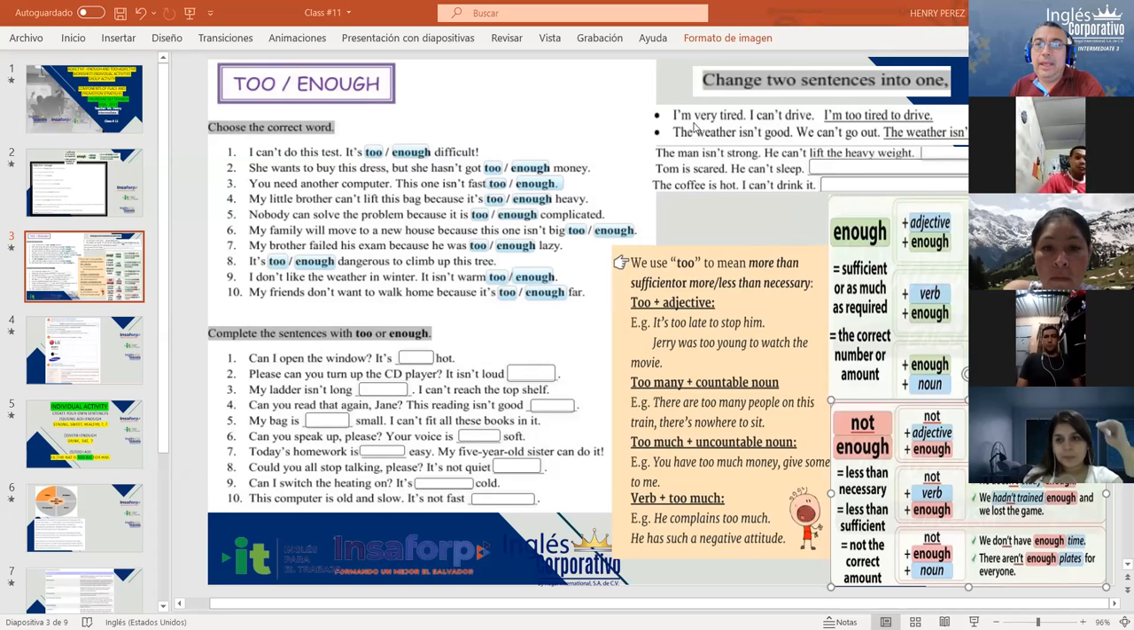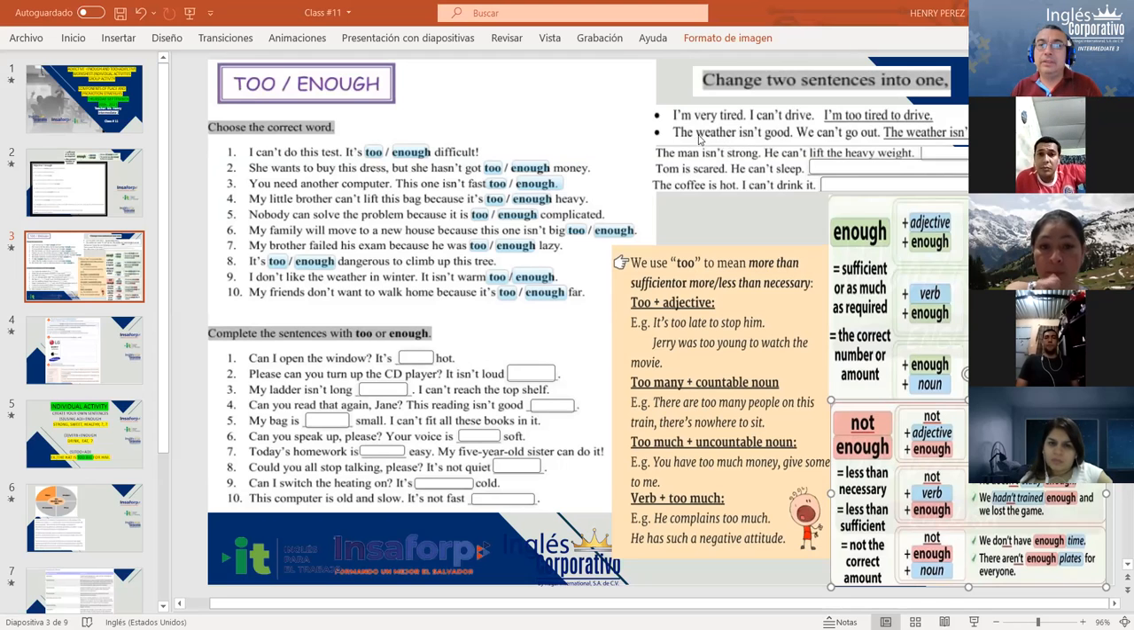Can you read the instructions, please, Beatriz? Welcome, Beatriz. Thank you, teacher. Change two sentences into one. I'm very tired. I can't drive. I'm too tired to drive. Okay, you notice here, two sentences, and you have to combine them to make one using too or enough, right? I'm very tired. I can't drive. I'm too tired to drive.